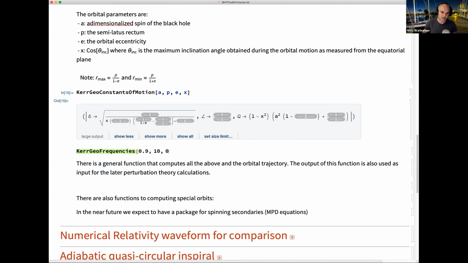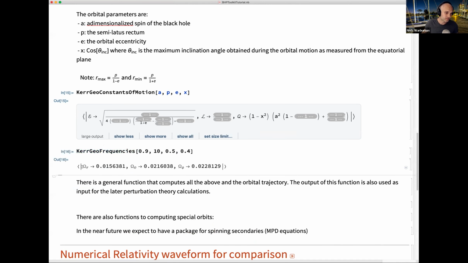You can pass it again a bunch of parameters, and it will return the frequencies. So here's the radial frequency, the polar frequency, and the azimuthal frequency. These are all defined by default with respect to Boyer-Lindquist time, but it can also be useful to have frequencies defined with respect to, say, proper time. So those are all coded in there as well.